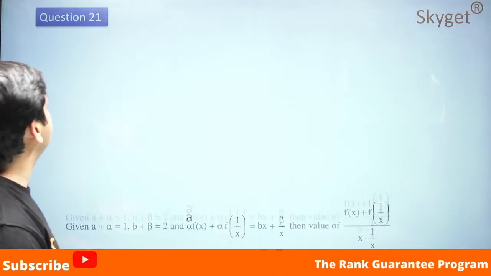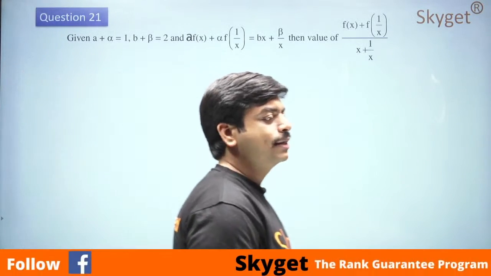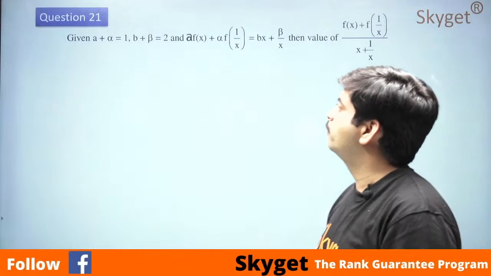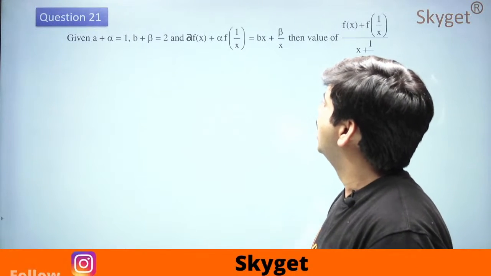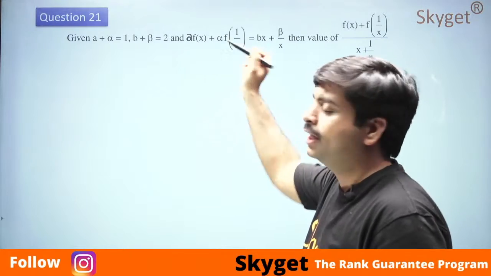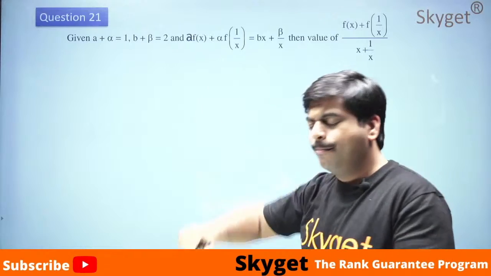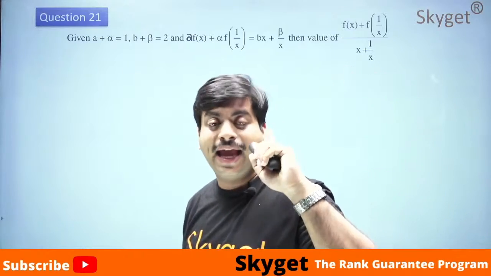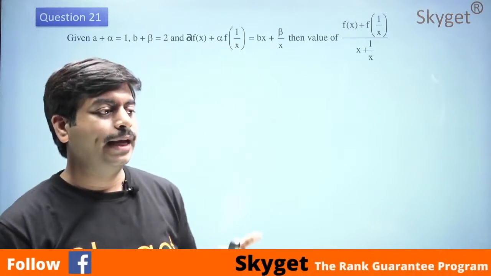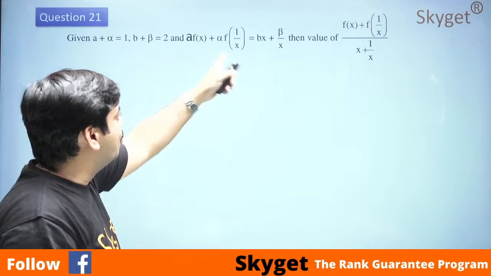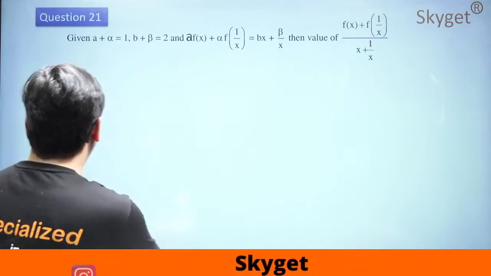Okay, so what is the next question? 21. Given a plus alpha is equal to 1, b plus beta is equal to 2, a into f of x plus alpha into f of 1 by x. Don't confuse the question here. Whenever you see x and 1 by x, the only thing is to replace x with 1 by x, and you'll get one more equation to solve.